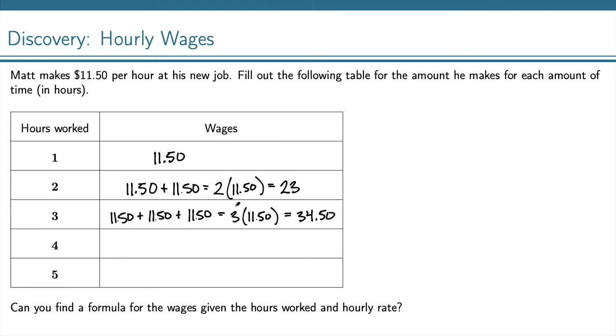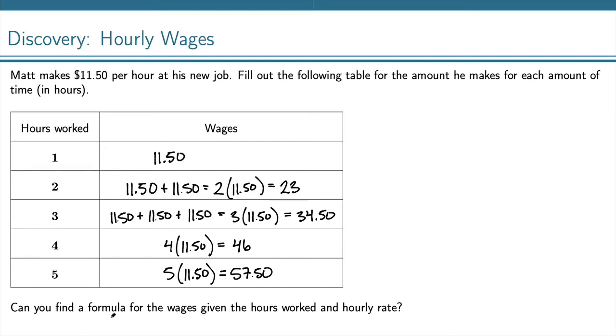And hopefully we see our pattern here. With 2 hours worked, we had 2 times $11.50. For 3 hours worked, we had 3 times $11.50. So for 4 hours worked, that is going to be 4 times $11.50. And that is 46. And finally, for 5 hours worked, that's 5 times $11.50. And that is $57.50.